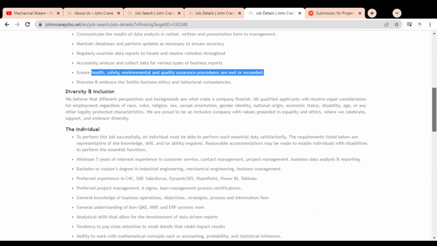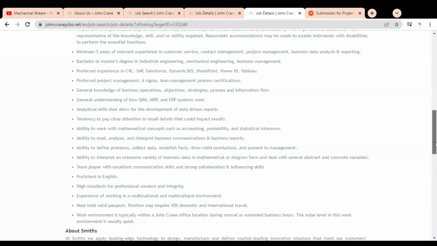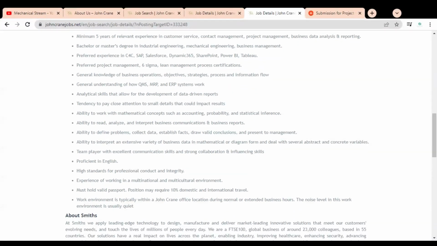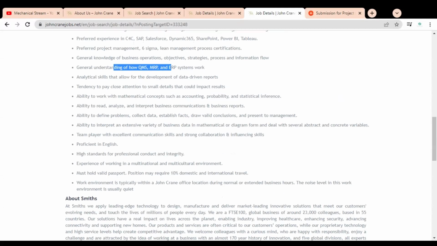So friend, here you can see below some qualifications are also given, that is you should know project management and Six Sigma lean management process certification, general knowledge of business operations, objectives, strategies, process and information flow, and a general understanding of QMS, which is known as a quality management system. Then you should know MRP. Then you should know how an ERP system works. So friend, basically these types of terms are related to a manufacturing company.